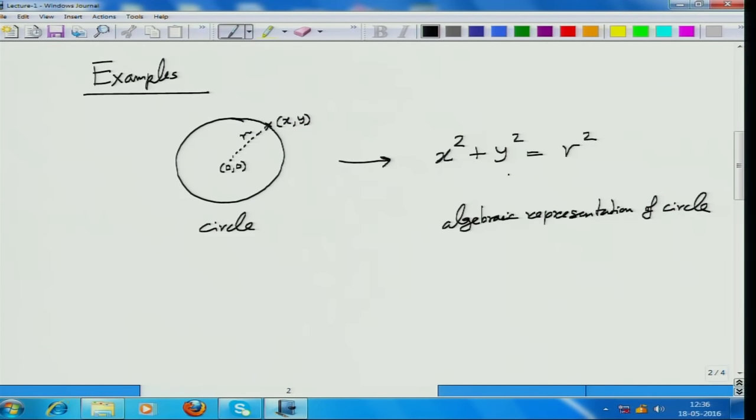Now, this is already an abstraction, because on its own this equation is just a collection of symbols. There is an x, there is a 2 on top of x, then there is a plus sign, then there is y, 2 on top of y, and so on. What we do is we assign meaning to this: the x represents the x coordinate value of a point on the circle, the y represents the corresponding y coordinate of that point, and x square, x with 2 on top, is again a representation of multiplying x with itself and so on.